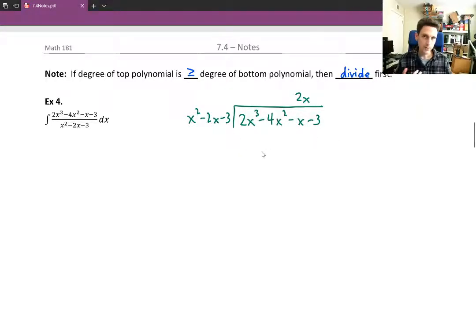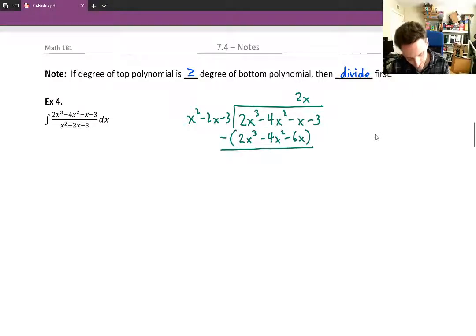And what we want to do is line up the x to the third terms so that they get their own column, line up the x squared terms so that they get their own column, and the x terms and the constant terms, so that the like terms are in their own columns. That way when you're combining them together, you don't make as many mistakes. So here we have 2x times x squared, which is 2x cubed, minus 4x minus 6x squared, so minus 6x. We'll go ahead and subtract down.